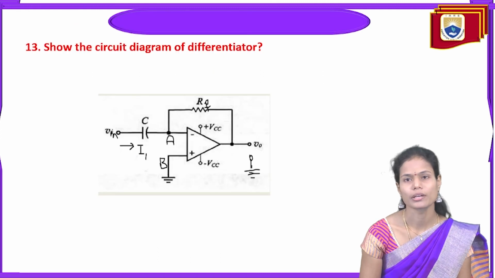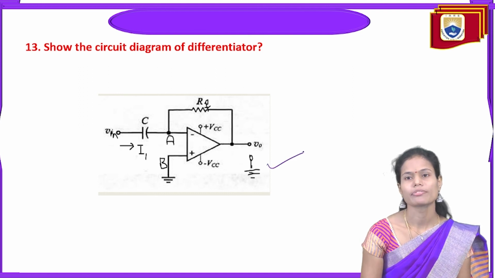And next, show the circuit diagram of the differentiator. So in the previous slide, if you interchange the resistance and capacitance, then we are able to get the differentiator circuit here.